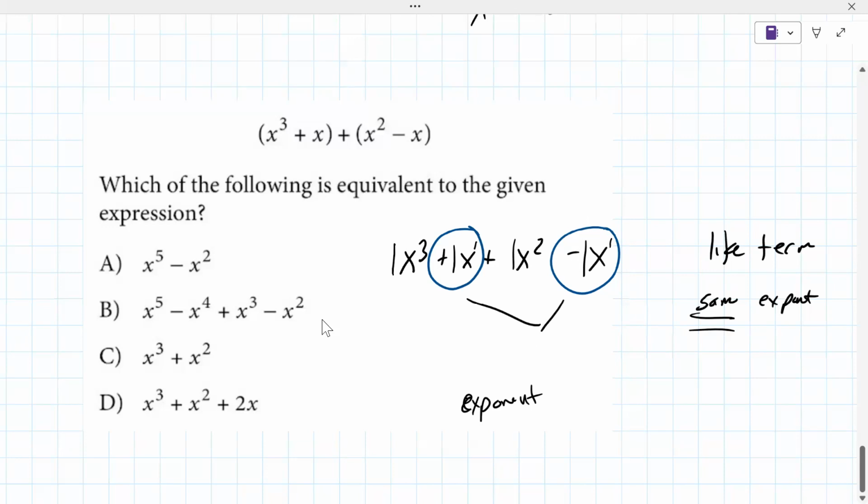It goes away. So what is left over? What remains? x3 and x2. One x3 and one x2. Very good. So what is the answer? x3 plus x2. Yep. Let's try another one of these.